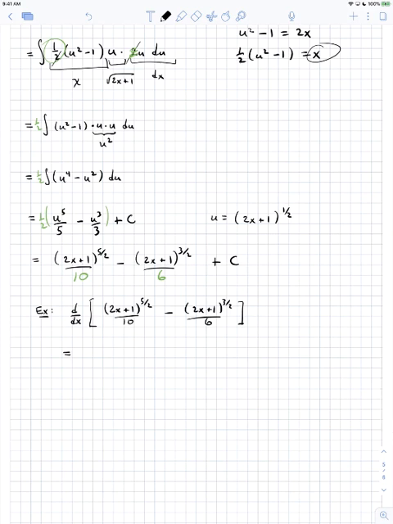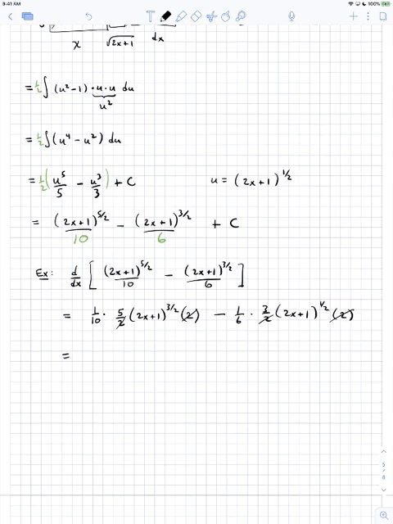So you're going to have, well, there's a 1/10 that goes out in front. Let's just do that. That's the denominator. And then we're going to multiply it by the exponent comes down times (2x plus 1) to the 3/2, lower the exponent by 1. And then, of course, you have to multiply by the derivative of the inside, which is 2. And then we're going to have the same thing here. So we have a 1/6 in front times 3/2 times (2x plus 1) to the 1/2. And then we're going to multiply again by the derivative, which is 2. So all of these 2's will cancel out, like so.